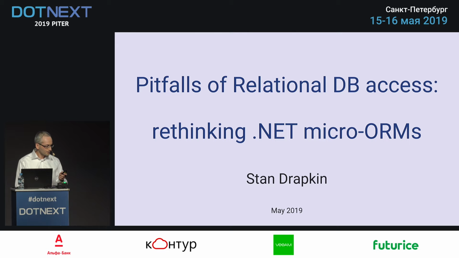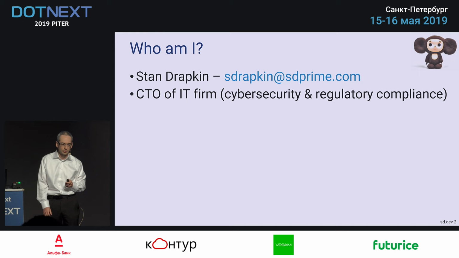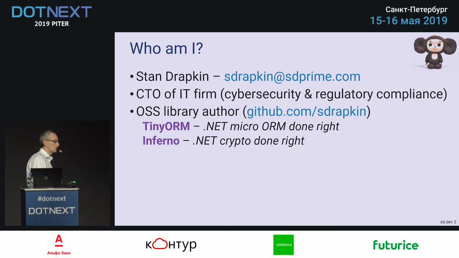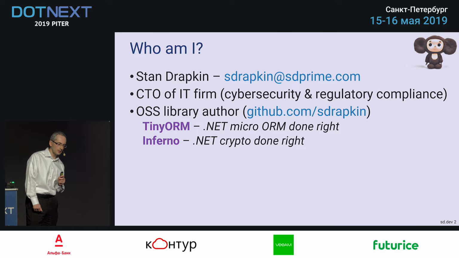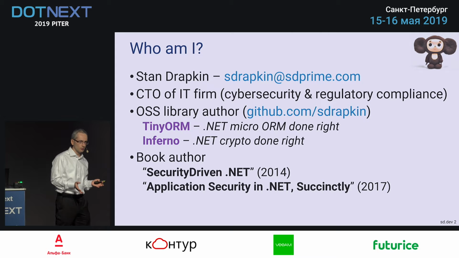So very briefly about myself, my name is Stan Drapkin. You can see my email there. I'm a chief technology officer of an IT company that focuses on cybersecurity and regulatory compliance. I'm also an open source library author. You can see a link to GitHub there. I've written two open source libraries. The first one is called TinyORM. It is a .NET micro-ORM that will figure prominently into this talk. The second library is called Inferno, which deals with the cryptography story in .NET. And I've also written a couple of books as well on security-related topics.